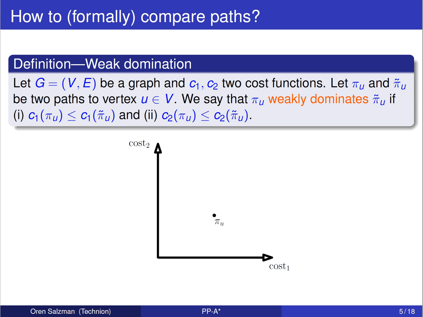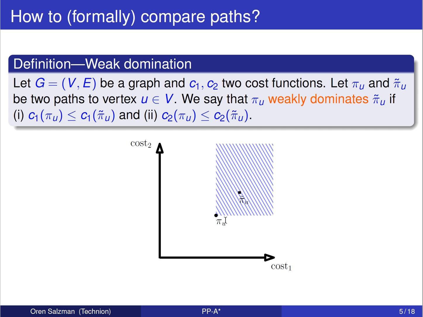Let's formalize this mini discussion. If we're given a graph and two cost functions in this graph, we say that some path to a specific vertex weakly dominates another path to that specific vertex if its cost is smaller or equal than the other path's cost given on both cost functions. Pictorially, we say that a path pi u weakly dominates all the paths that are to the top and right of that specific point.